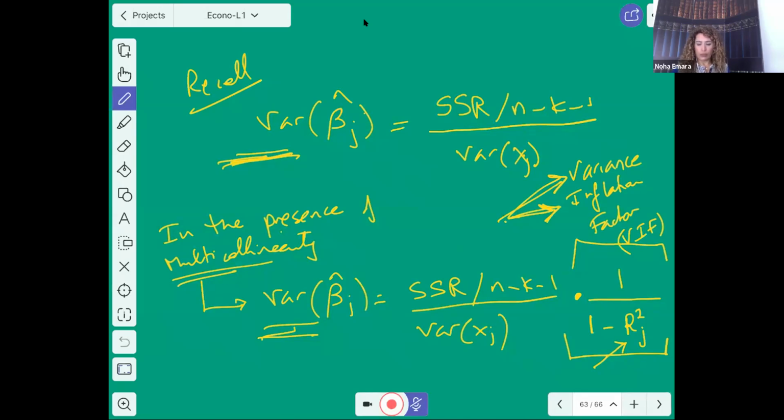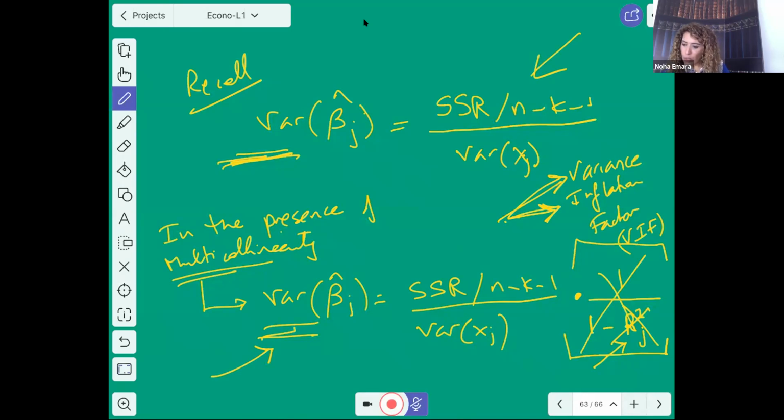Of course, if this R square is equal to 0, if this part is equal to 0, then it's gone. I don't have any problem, and I'm going back to the variance of OLS, which assumes I don't have any multicollinearity problems. But in real life, if I do have an R square that is not equal to 0, then this variance would be inflated by the amount of the R square.